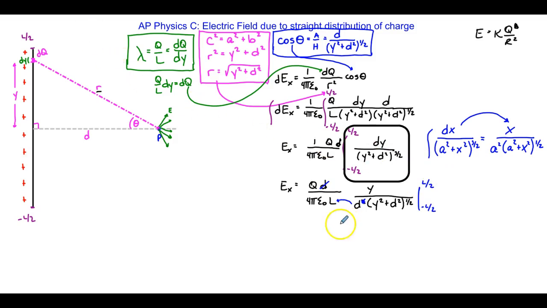So our next step then is to say the x component of the electric field is equal to Q over 4 pi epsilon naught L.